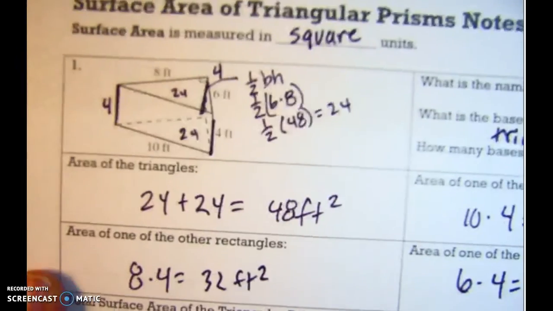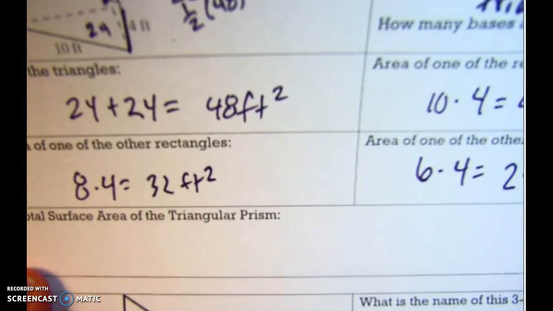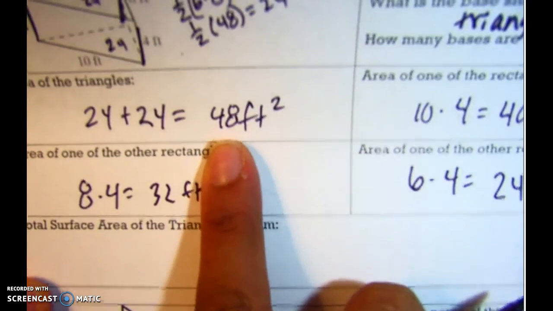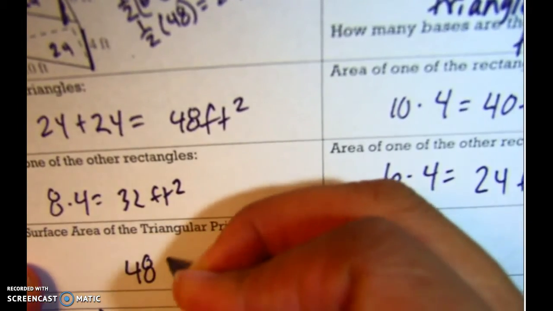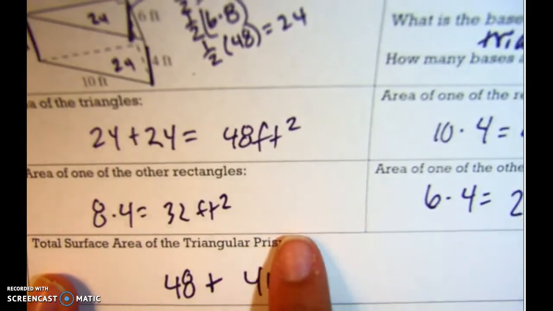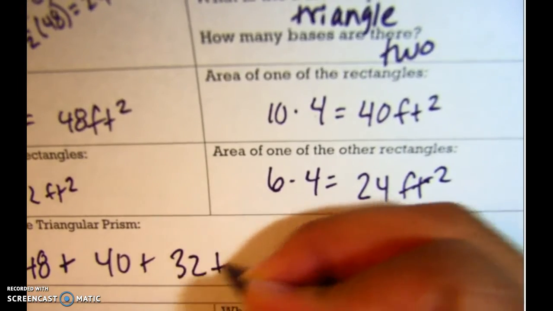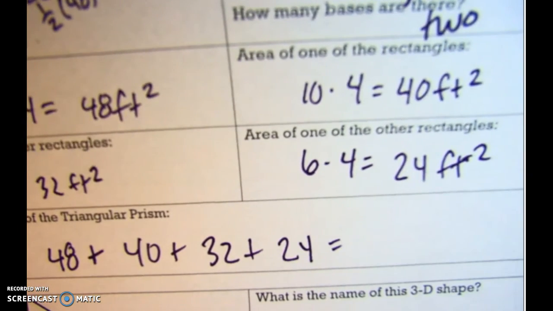So now for the area of the prism, I have to add up all of these areas. I'm going to take the 2 triangles that were each 24, and I'm going to add each rectangle: 40, 32, and 24. Add those together and let someone check your work.